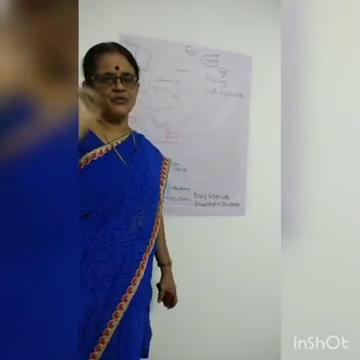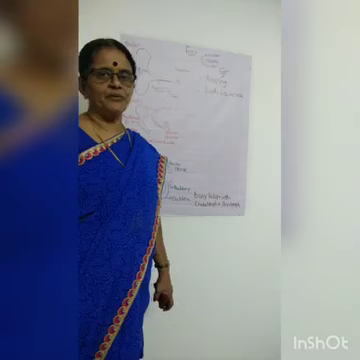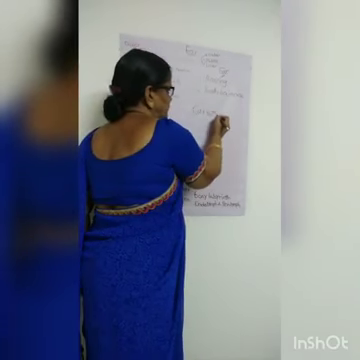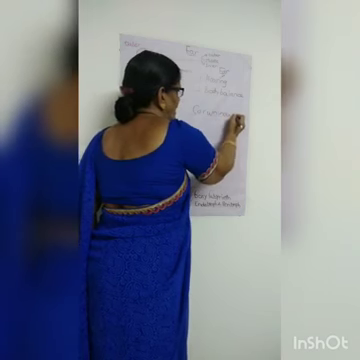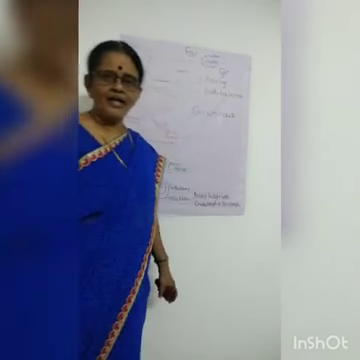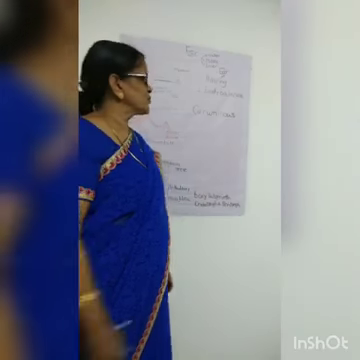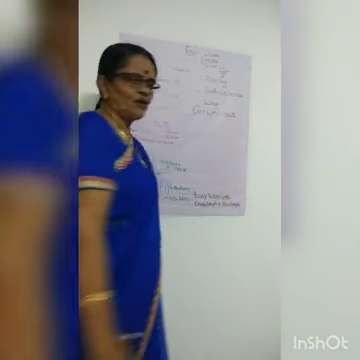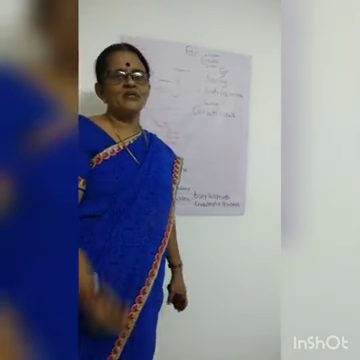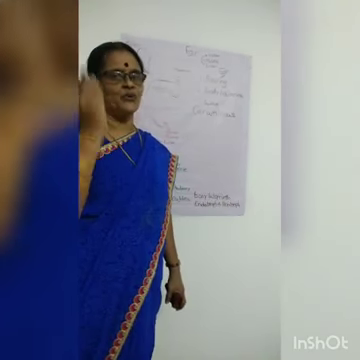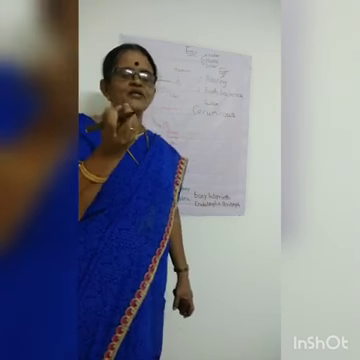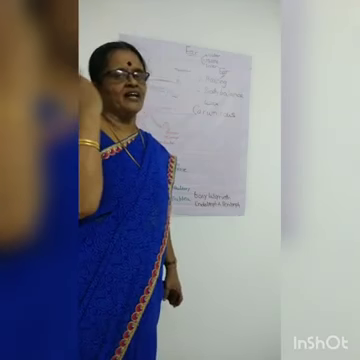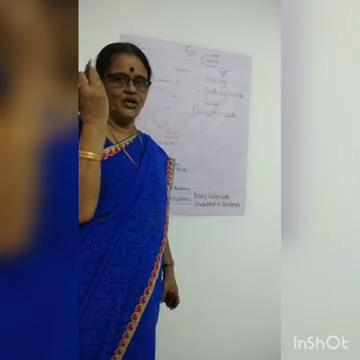The wax producing glands are called ceruminous glands, C-E-R-U-M-I-N-O-U-S. So they are producing wax. You know in your ears you have wax, isn't it? So what does this wax do? It prevents the entry of dust as well as germs into your ears.